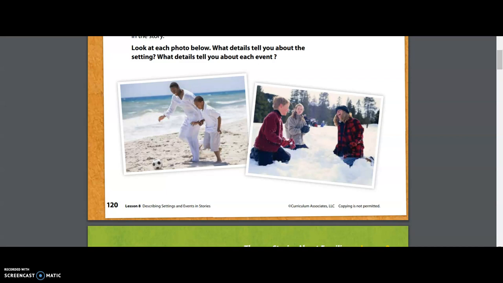Remember those questions that you can ask yourself. Where are they? What time of day do you think it is? What time of the year do you think it is? And what is the weather like in this photo? All of those questions are going to help you to answer what the setting in this picture is.